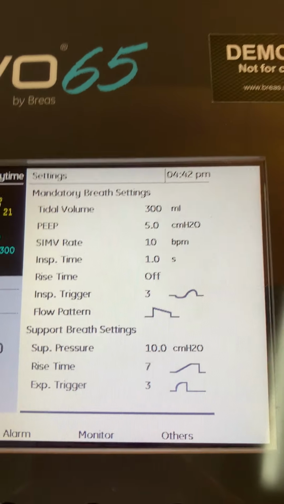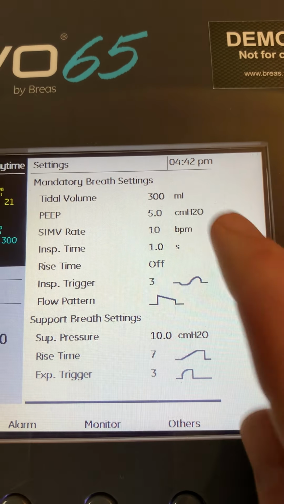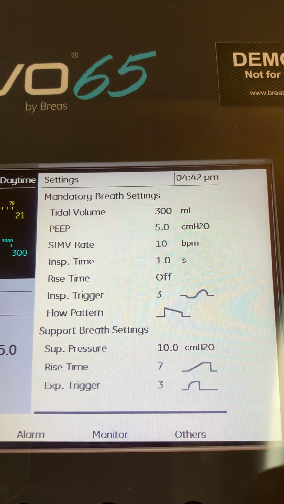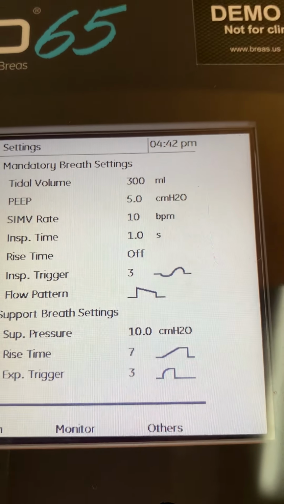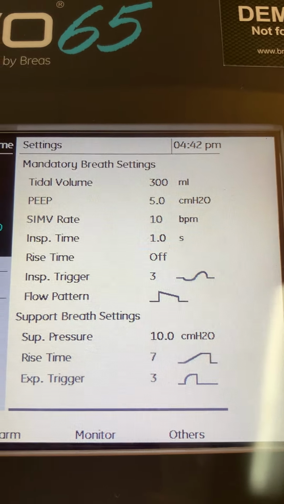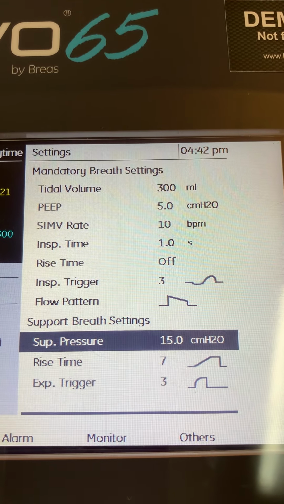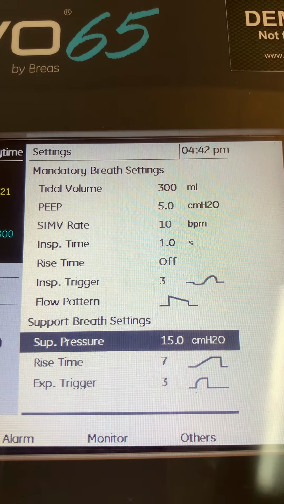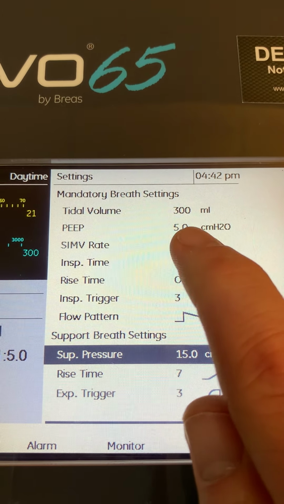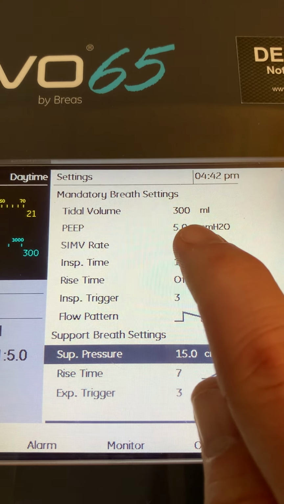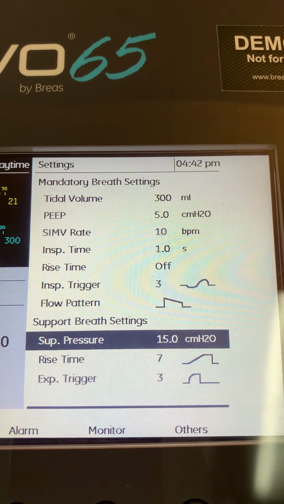So if a physician says, you know, I want an SIMV tidal volume of 300, a PEEP of 5, rate of 10, but I want a pressure support of 10 over 5, then we need to know that we need to set our support pressure at 15, okay? Because your pressure support is the difference between that support pressure and your PEEP, okay? So important to know, all right?